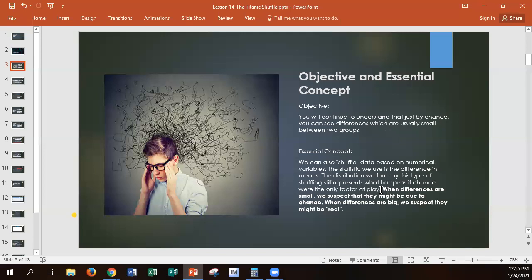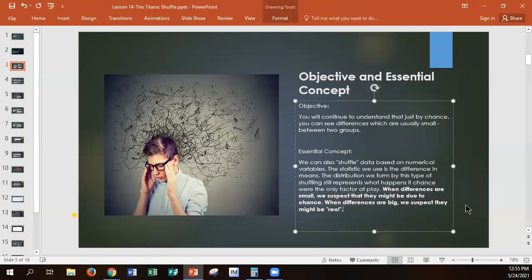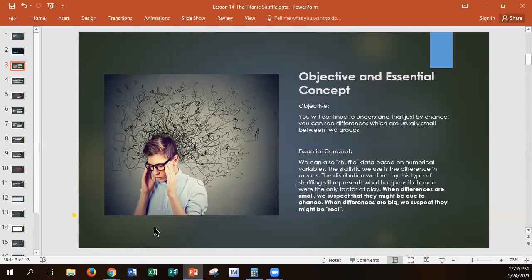And this right here is probably the main takeaway from these last two lessons. When differences are small, we suspect that they might be due to chance. But when differences are big, we suspect they might be real, meaning there are real world factors playing at it as well. Because chance is random, but once you bring in other real world factors, then things might change.